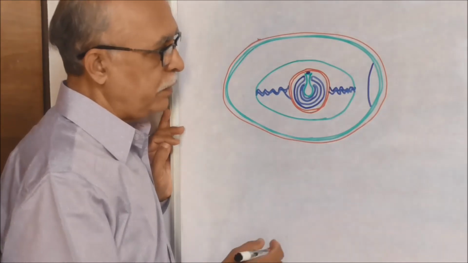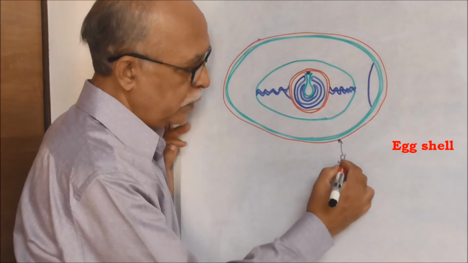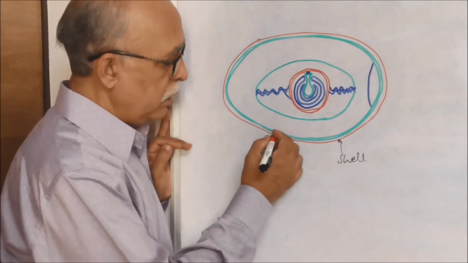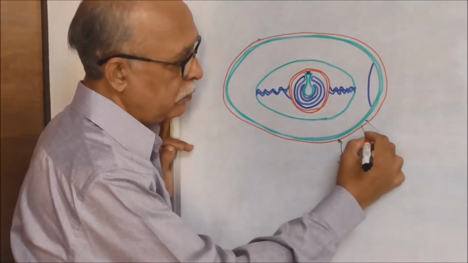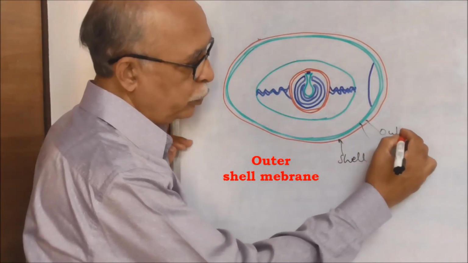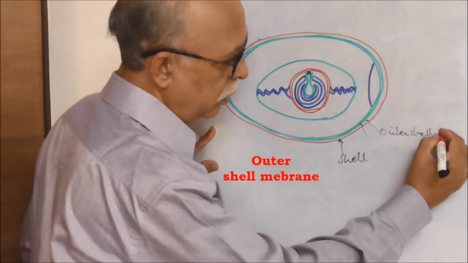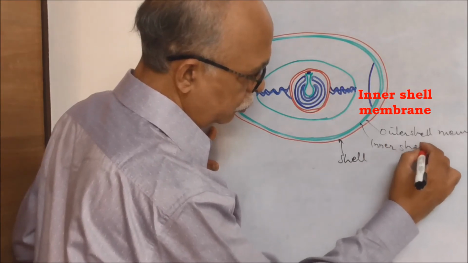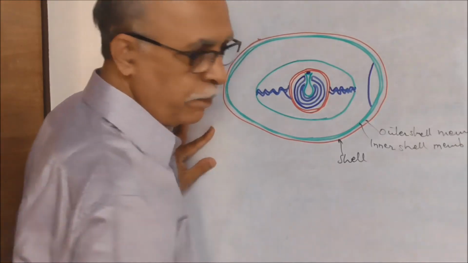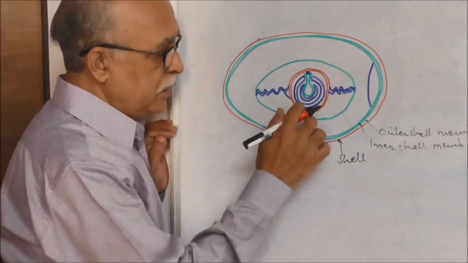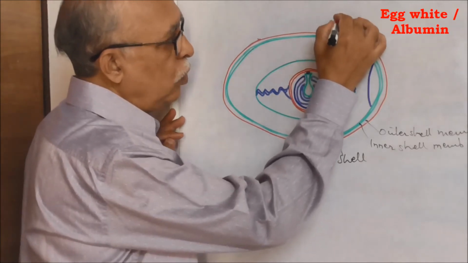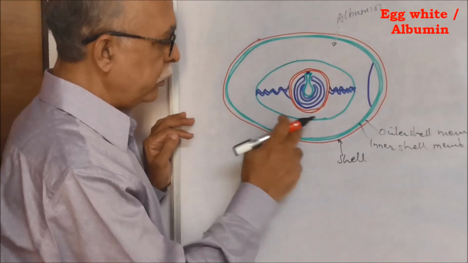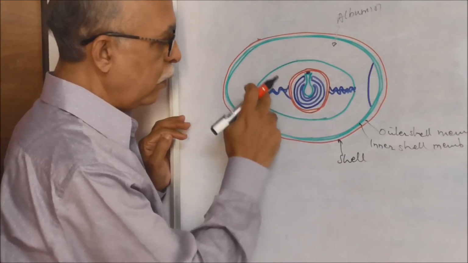Let's understand the different parts of it. This is the outermost covering, as we commonly call it, the shell, the calcareous outermost covering, inside which there are two layers: the outer shell membrane and inner shell membrane. Now, major part of this is occupied by the egg white or the albumin. This is outer egg white, outer albumin. This is inner egg white or inner albumin.